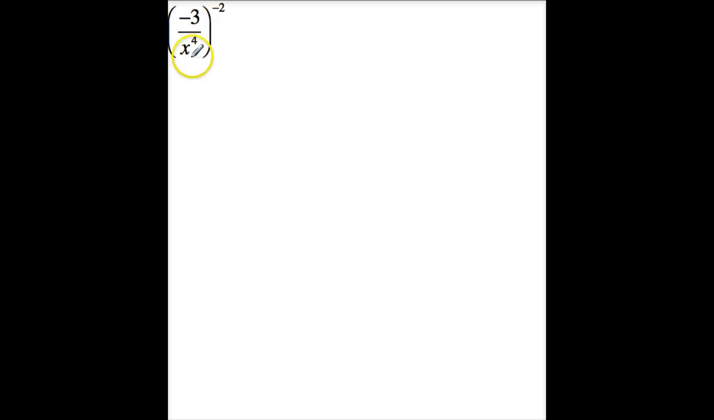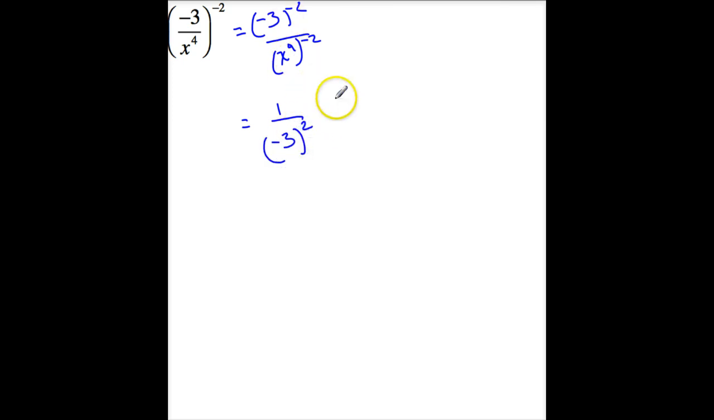Now again, we want to write this without negative exponents. So there are a couple ways you could do this. You could write this as negative 3 to the negative 2 divided by x to the 4th to the negative 2. Now I can rewrite this as 1 over negative 3 squared. I move this to the denominator, and I can move this one. Let me just rewrite this as x to the negative 8. I'm going to put in a few more steps than you need to. You could have just flipped it. That would have been fine.